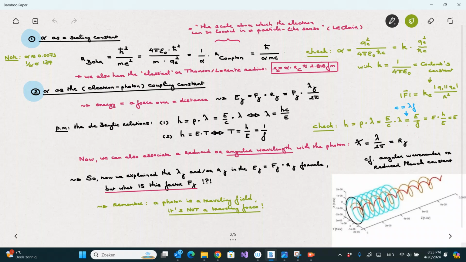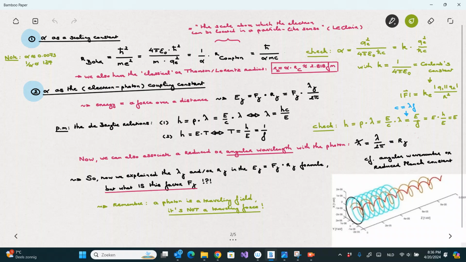So here I wrote a few things down. I think one thing, let me start at the bottom actually. You should remember a photon is a traveling field. It's not a traveling force. At the same time, a photon has an energy. When you talk about a force, it has to act upon something.